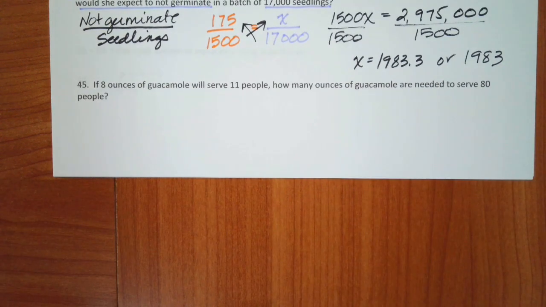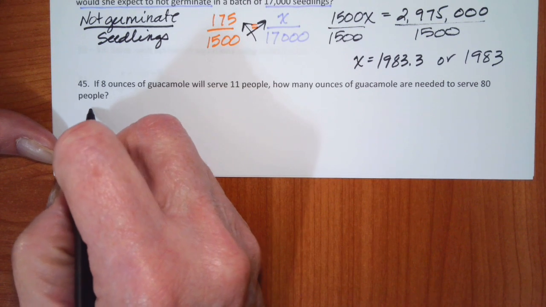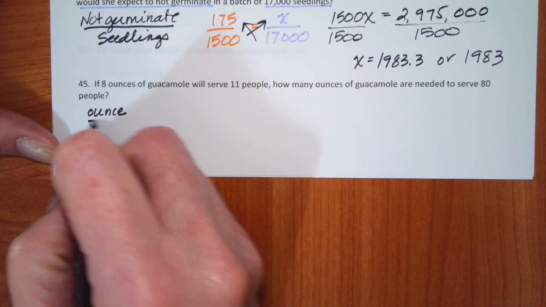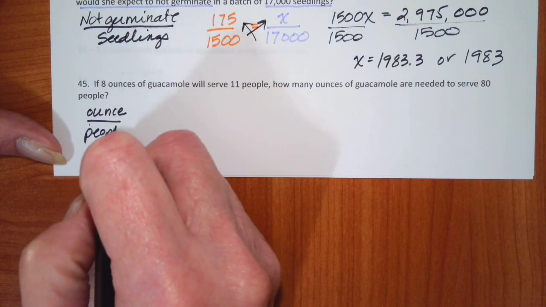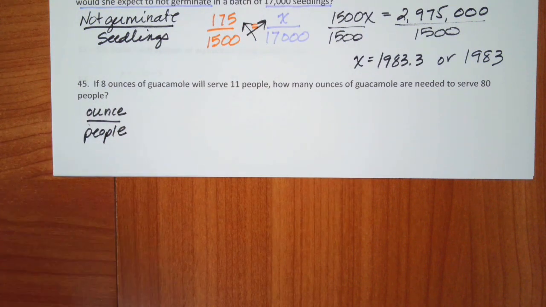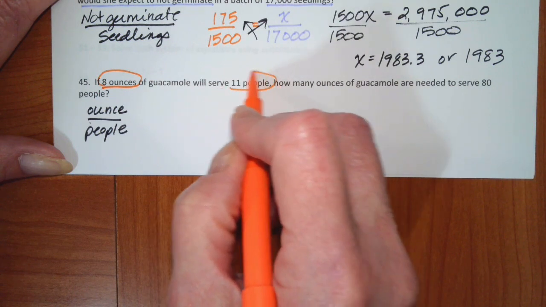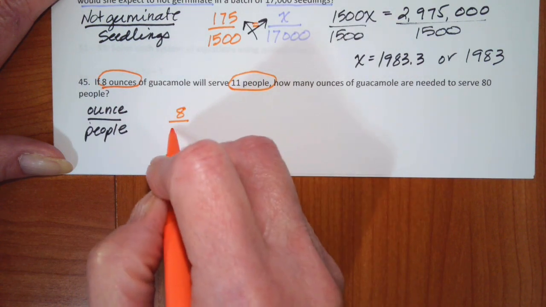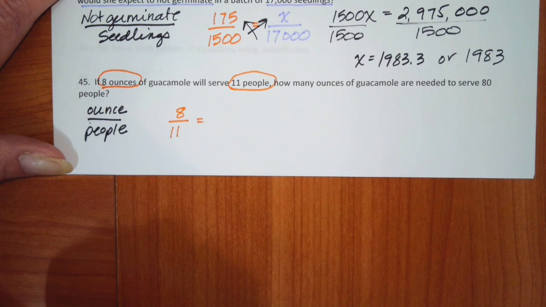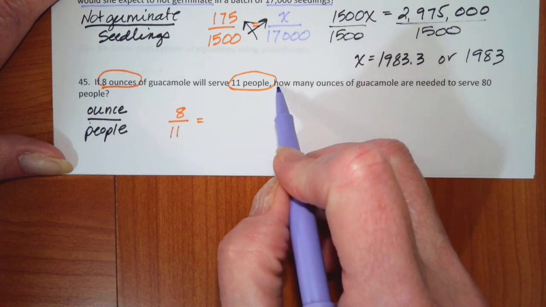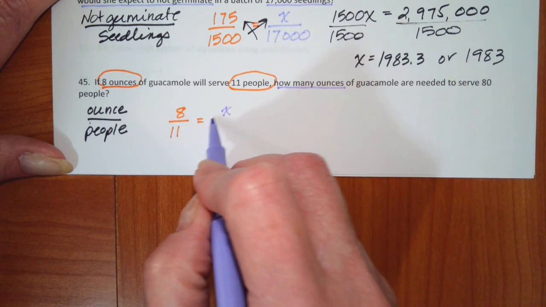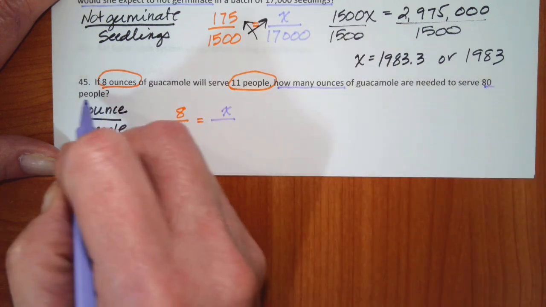Okay, if 8 ounces of guacamole will serve 11 people, not 11 people, I know. How many ounces of guacamole are needed to serve 80 people? Okay, so we're going to be comparing the ounces to the number of people. So I know that 8 ounces will serve 11 people. So I have 8 over 11. Okay, so now we want to know how many ounces, so that's going to be my x, and I've got 80 people.